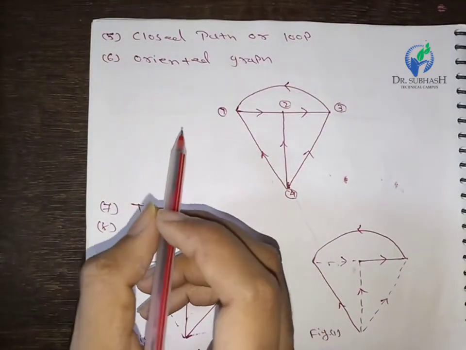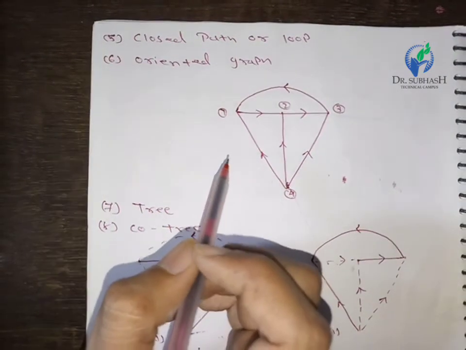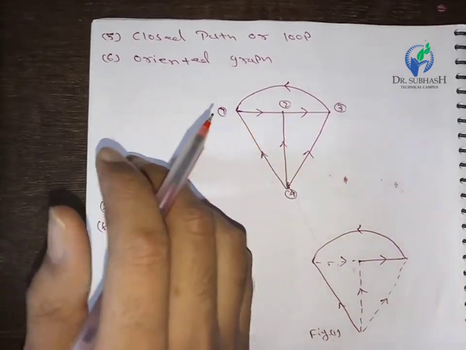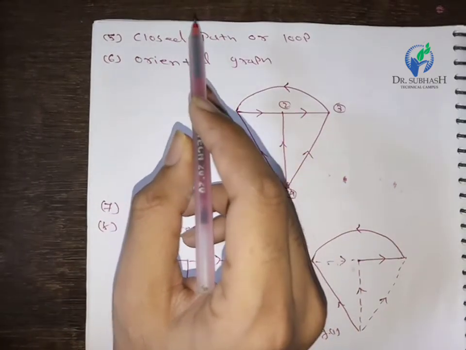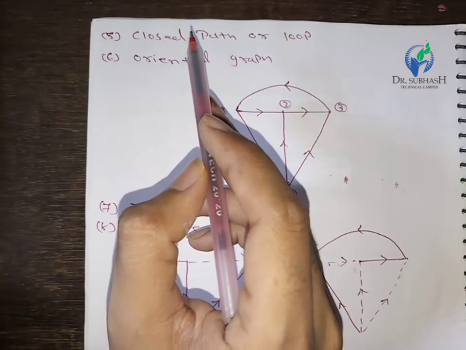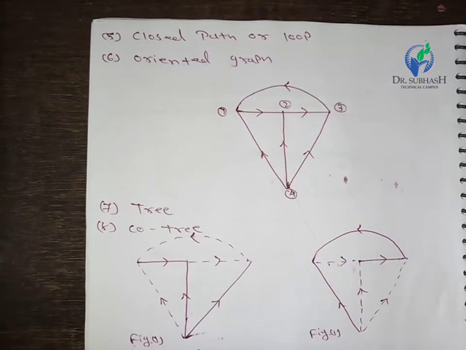Now the fifth definition is closed path or loop. It is a very easy point. The set of elements traversed starting from one node and returning to the same node forms a closed path or loop. I repeat, the set of elements traversed starting from one node and returning to the same node forms a closed path or loop.